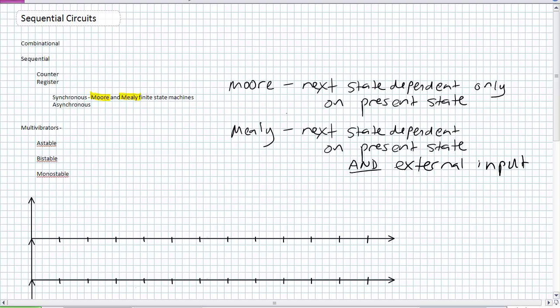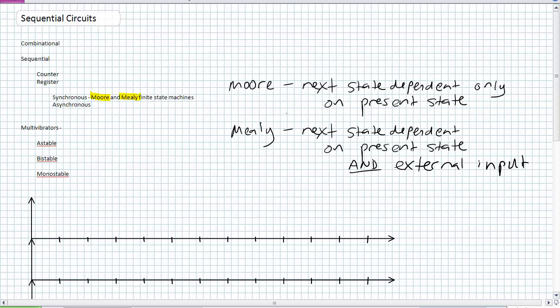The finite state machines we're going to go into a little bit greater detail, but the thrust of this lecture is to get you prepared for some of the terminology that we're going to be using in sequential circuits. And one of the big divisions here is what's known as a multivibrator. The multivibrator can be divided into three types of multivibrators. As the name implies, vibrate, it's changing.